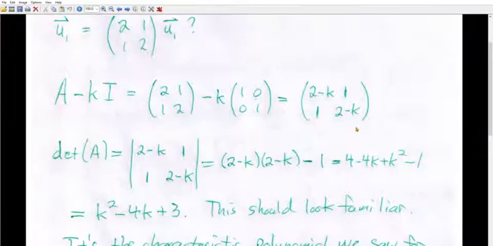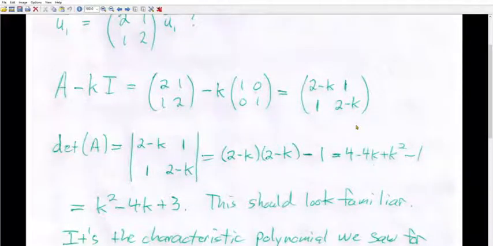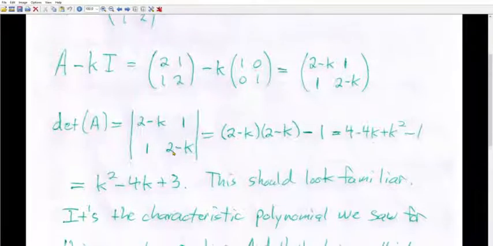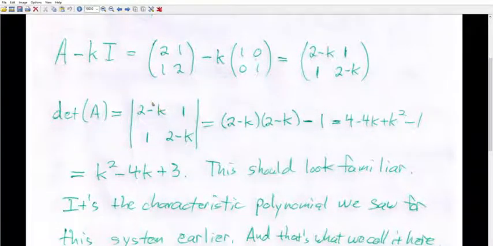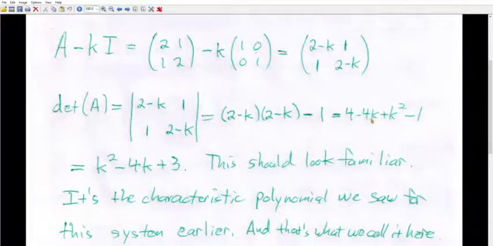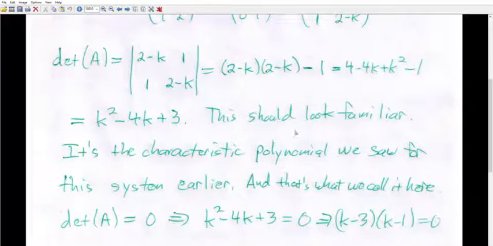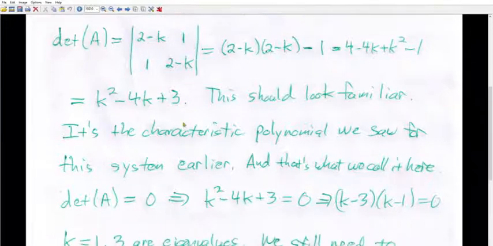And our theorem says we can find a non-zero solution to this if and only if the determinant is 0. So we calculate the determinant, and it's 2 minus K times 2 minus K minus 1 times 1. That's 4 minus 4K plus K squared minus 1. And when you do a little algebra, that's K squared minus 4K plus 3. And this particular equation should look familiar. It's the characteristic polynomial we saw for this system in the last lesson.